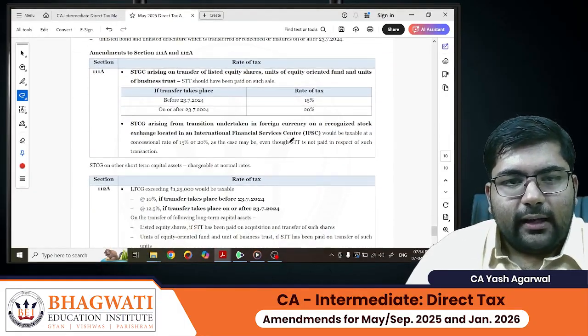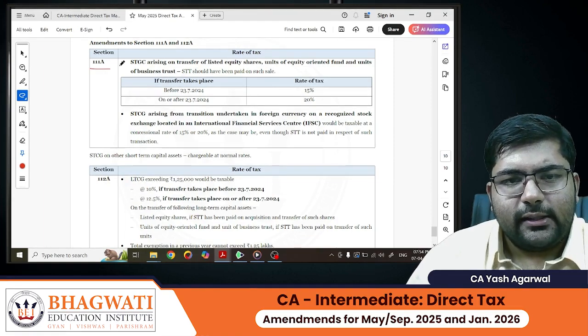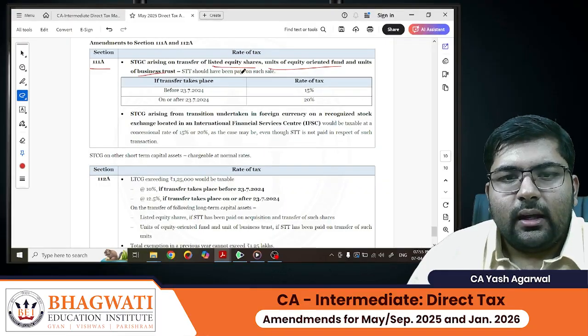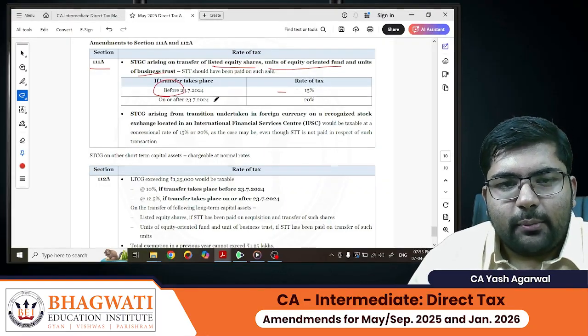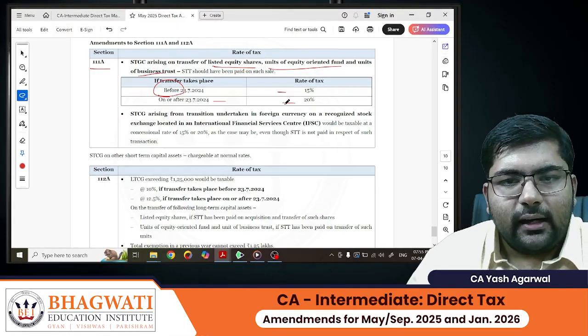Let us see section 111A now. Section 111A is for STCG of certain items. STCG on transfer of listed equity shares, units of equity oriented fund, and units of business trust. On these three items, if the transfer is before 23rd July 2024, the rate of tax is 15%. On or after the set date, it's going to be 20%. The only amendment is in the rate of tax, nothing else.